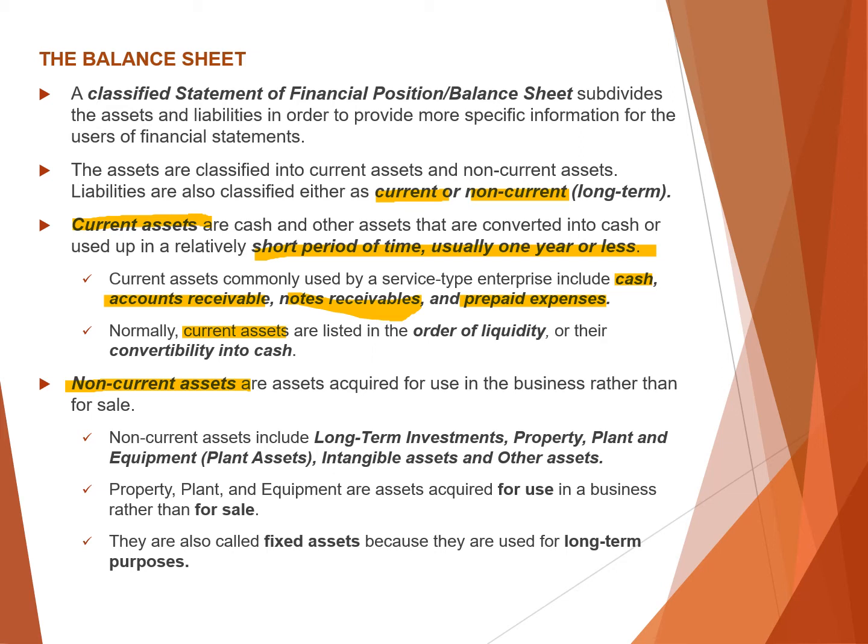Ang current assets naman are listed in the order of liquidity. Kaya nga, ang pinakauna dyan ay cash. Okay, kasi cash na yun eh. Di mo na siya i-convert into cash. Okay, tapos sa mga kasunod nun, yung madaling i-convert into cash. Kaya kadalasan, ang cash, ang kasunod niya, accounts receivable. Kasunod ng accounts receivable ay inventory. Pero syempre, service ito, so walang inventory. Kasunod ay supplies. And the next one is prepaid expenses.